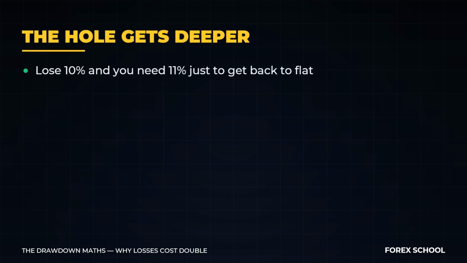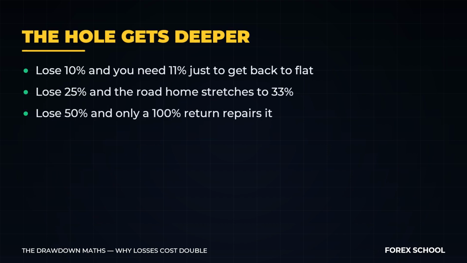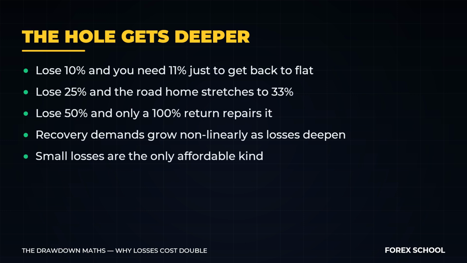Here is the asymmetry at the heart of everything. Lose 10% of an account, and you need 11% just to get back to flat. Lose 25%, and the road home is 33%. Lose half, and you must double what is left, a 100% return, the kind professionals would celebrate as a career year, just to repair one bad month.